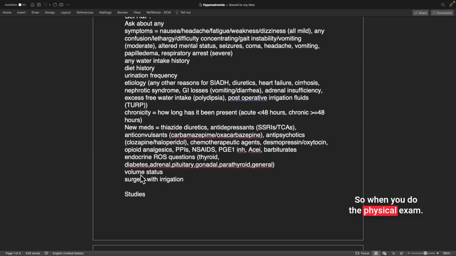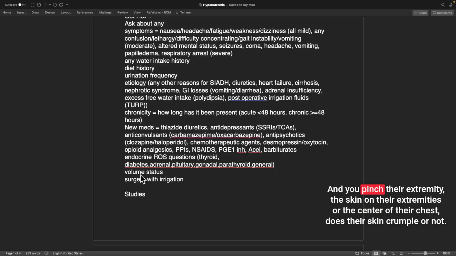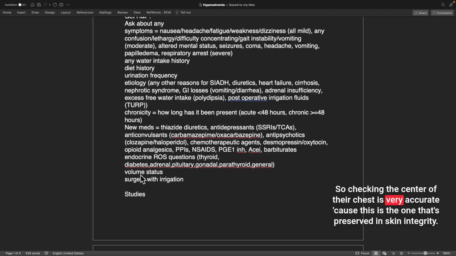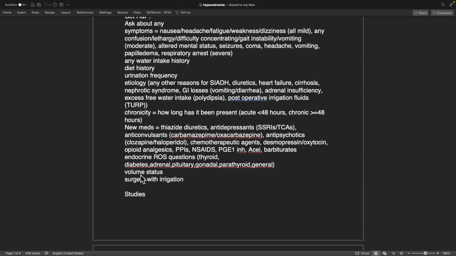So when you do the physical exam and you pinch their extremity, the skin on their extremities or the center of their chest, does their skin crumple or not? If it crumples, especially in elderly patients, they can be fluid dry. So remember, in elderly patients, they do have frail skin. So checking the center of their chest is very accurate because this is the one that's preserved in skin integrity. And you can also check their infraorbital mucosal membranes of their lower eyelid. You can look underneath it to see if it's dry or moist.